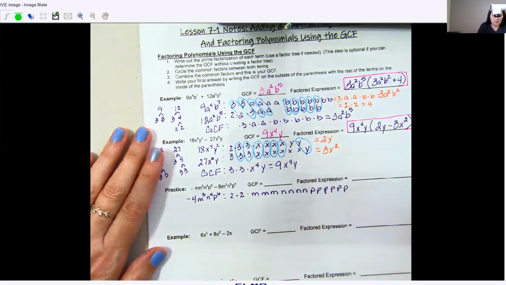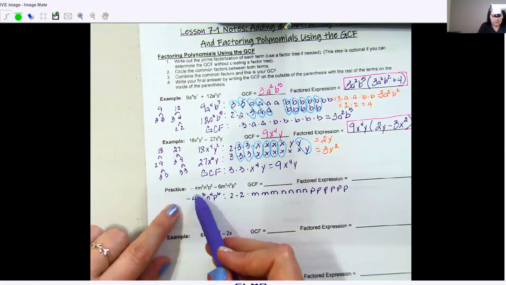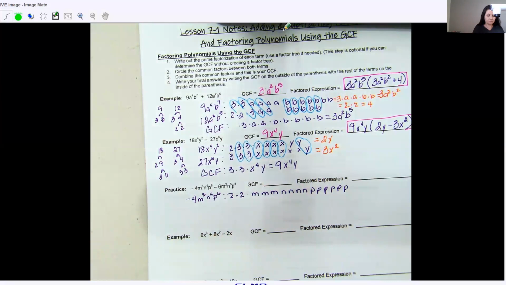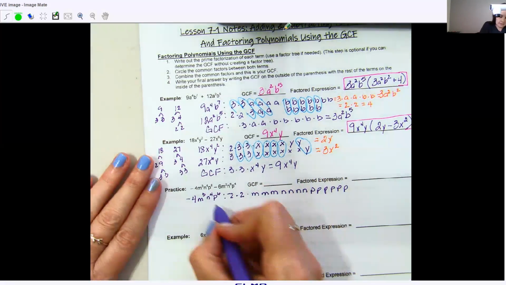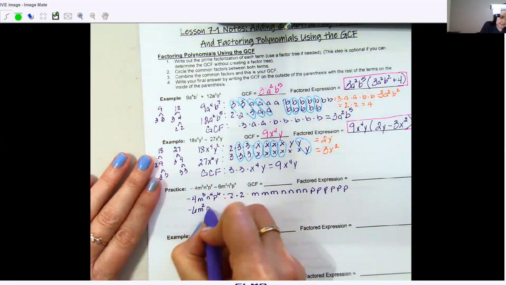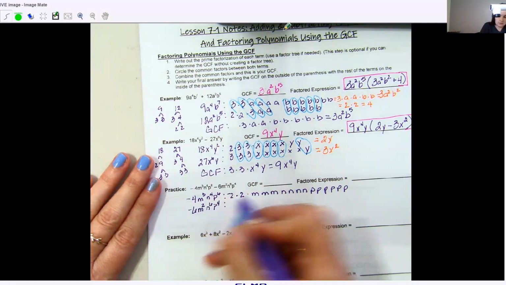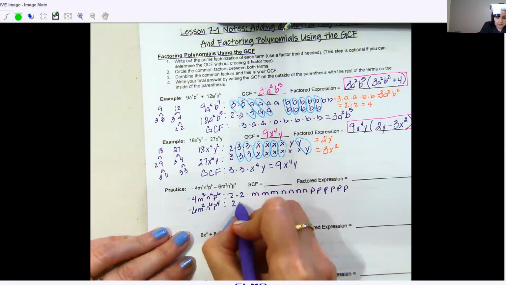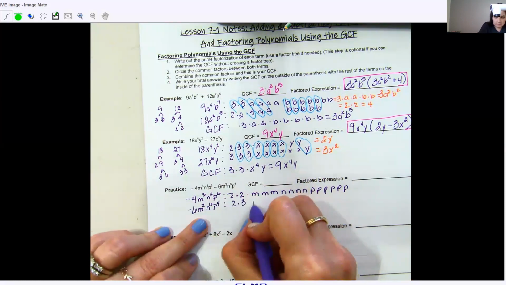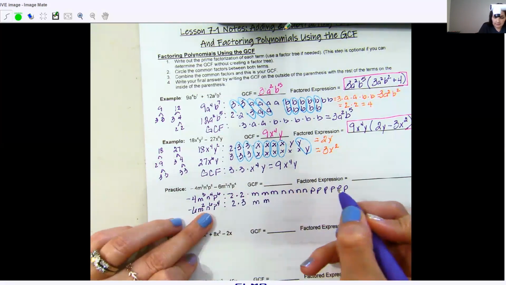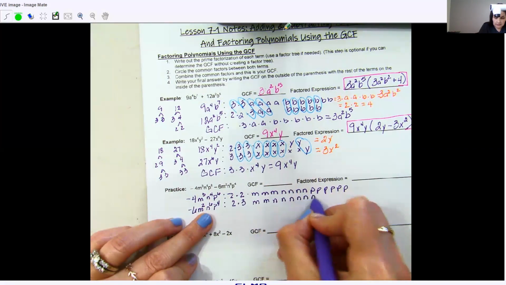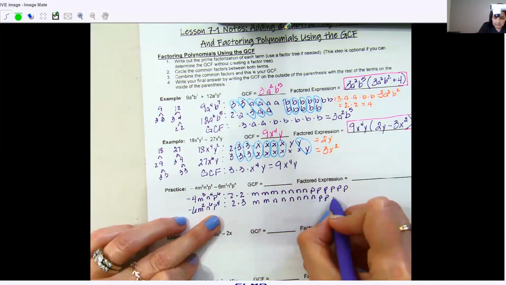Okay. And remember, I said I wanted to pull out a negative here, so I'm going to have one of those 2's negative. Okay. And then we have a negative 6 m squared n to the sixth p to the fourth. And I have a 2 times a 3. And then I have 2 m's. I have 6 n's. And I have 4 p's.